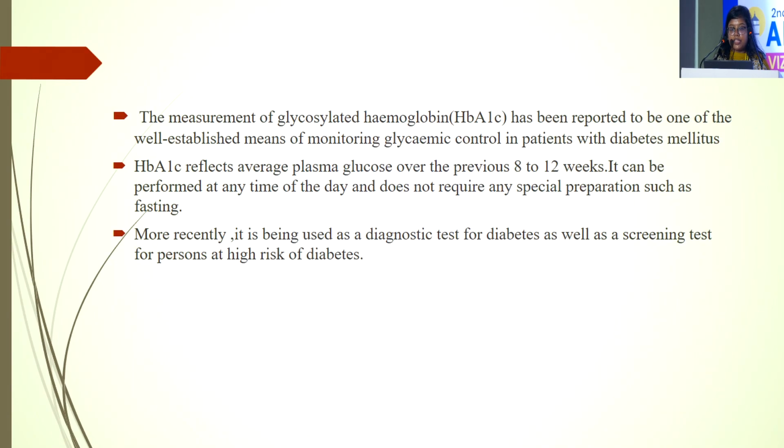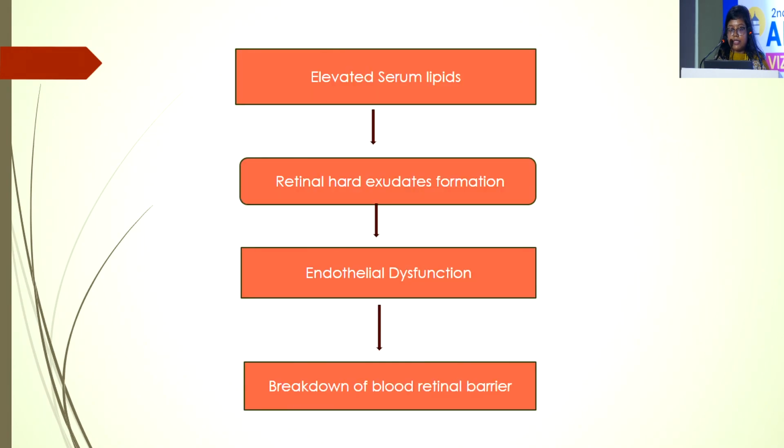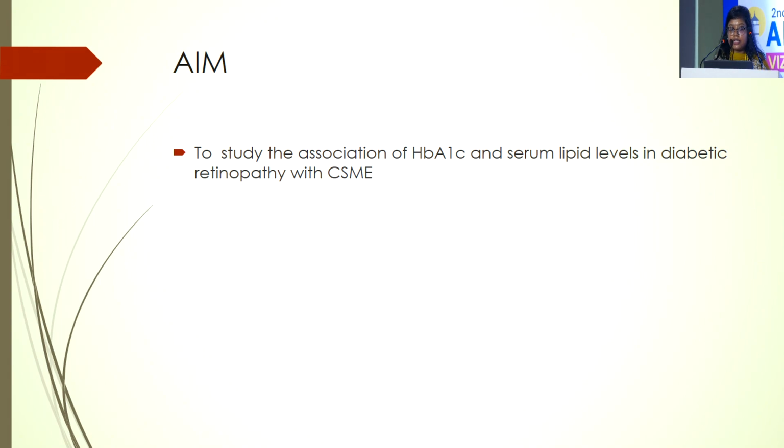The measurement of HbA1c has been reported to be one of the well-established means of monitoring glycemic control in patients with diabetes mellitus. It reflects average plasma glucose over the previous 8 to 12 weeks. It is used as a diagnostic test for diabetes as well as a screening test for persons at high risk of diabetes. The elevated serum lipid causes retinal hard exudate formation, which leads to endothelial dysfunction causing breakdown of the blood-retinal barrier. My aim is to study the association of HbA1c and serum lipid levels in diabetic retinopathy with CSME.